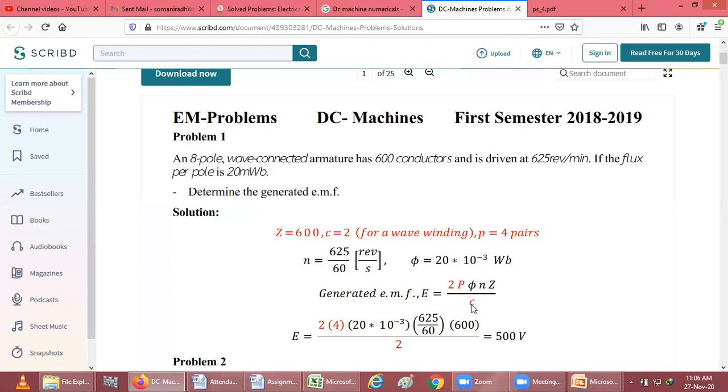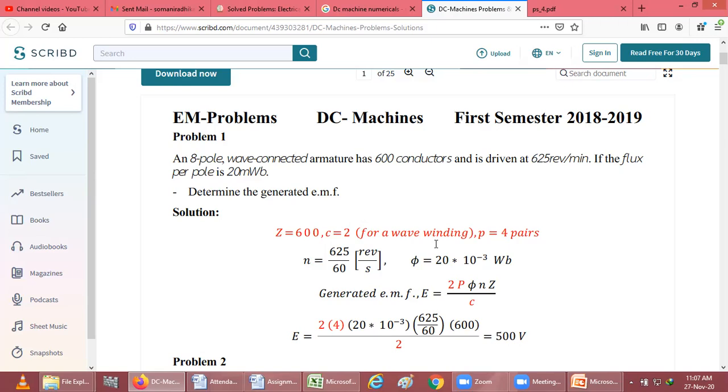Or you can take this as C, which is also the number of parallel paths. So you can take A equal to 2, because they have given 8 poles. And you are considering the pair as 4, because in DC machines, if they have not given how many poles, we use 4 pairs. 4 into 2 gives you 8 poles. So you can take A as 2 for the wave winding.